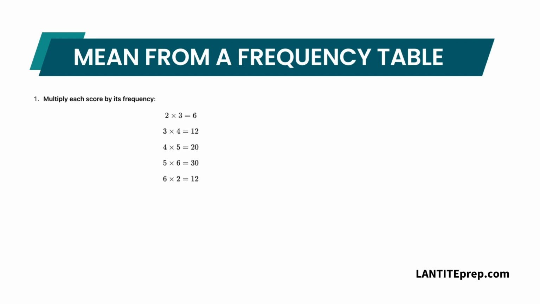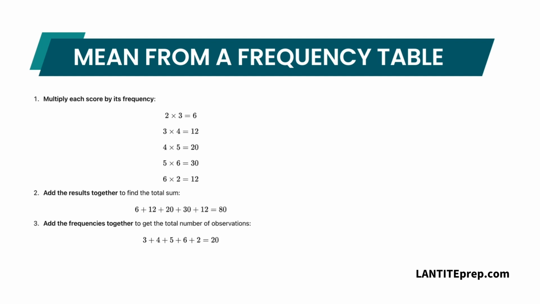First things first, we're going to want to multiply each score by its frequency. In step 2, we'll add the results together. Here, we will calculate a total of 80. Next, we'll calculate the sum of all the frequencies to get the total number of observations, which turns out to be 20. And finally, we'll calculate the mean by dividing the sum by the total frequency, which in this example comes to 4.